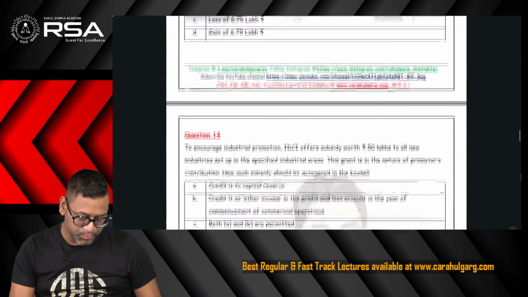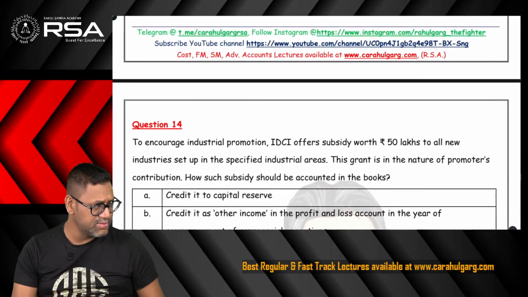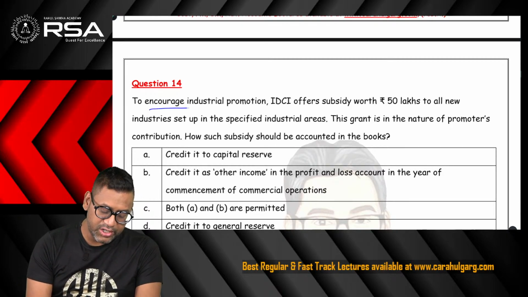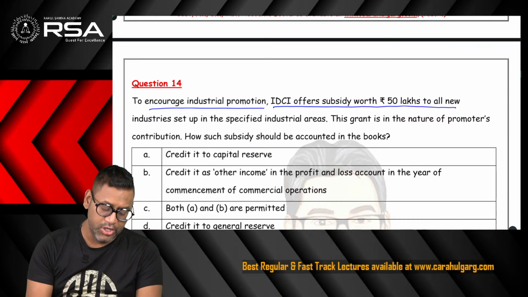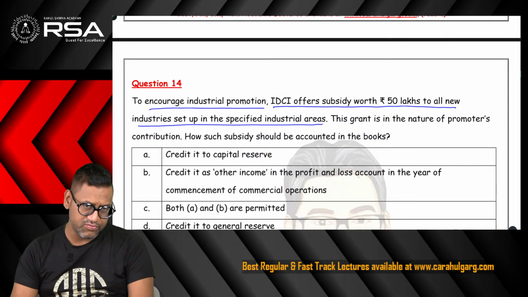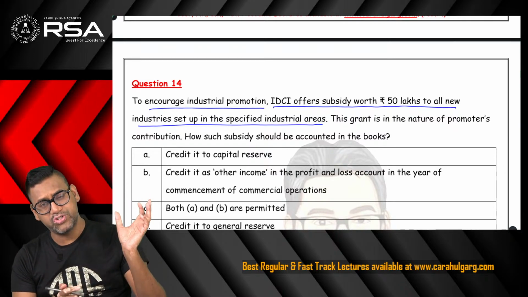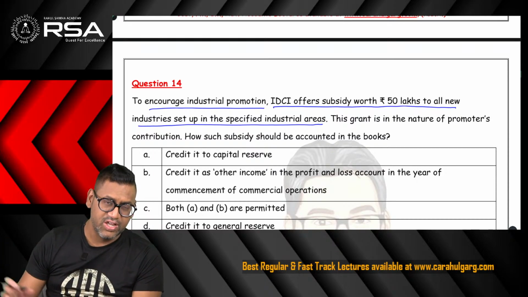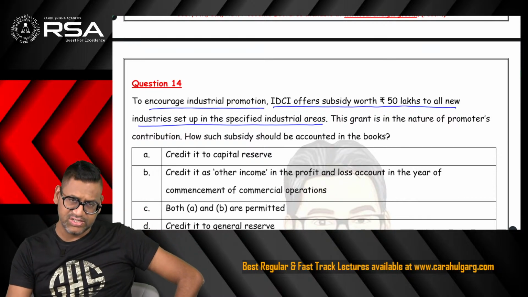Coming to the next question, number 14, relating to AS number 12, child. It says, to encourage industrial promotion, IDCI offers a subsidy worth Rs 50 lakh to all new industries set up in the specified industrial area. So there are certain areas which are designated as industrial areas. It might be in your city as well. For example, I belong to Chandigarh. There is Chandigarh industrial area. Currently I have been living in Pune for a few years. So there is an area called Chakan or MIDC, etc. That's purely an industrial area where the industries are set up.